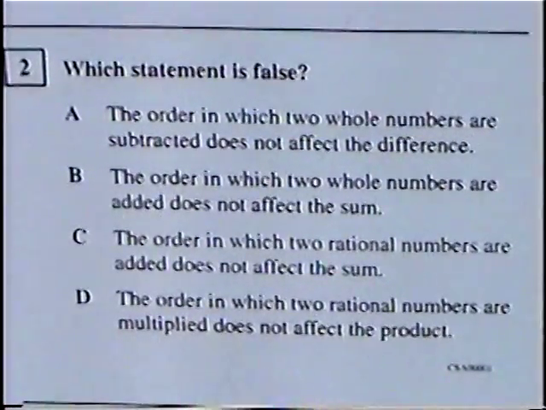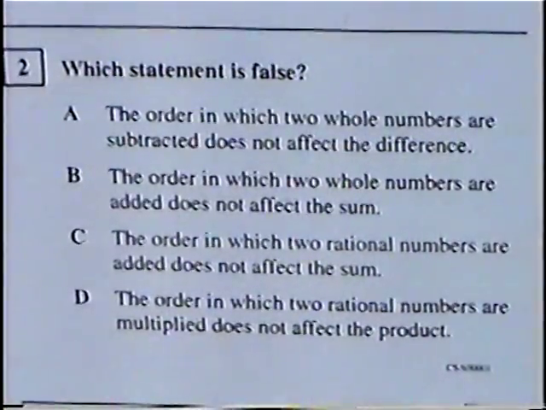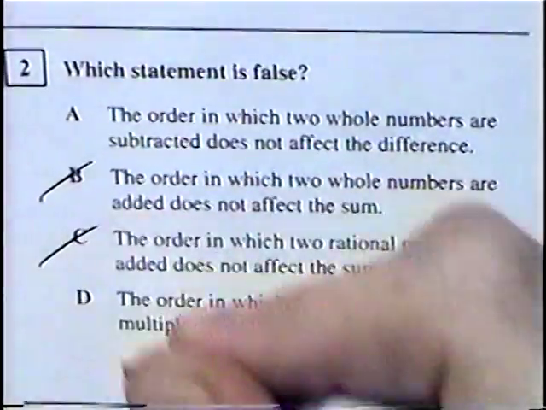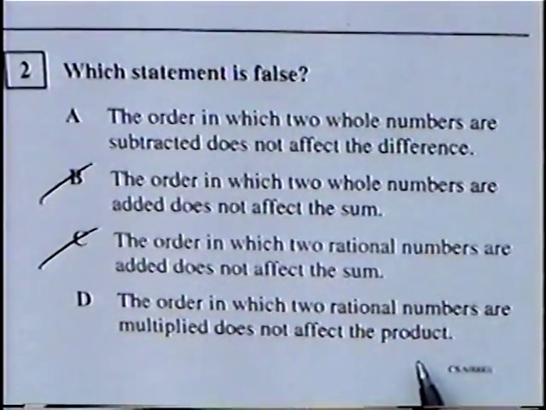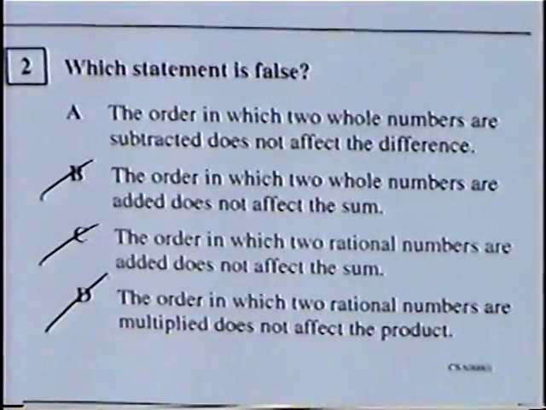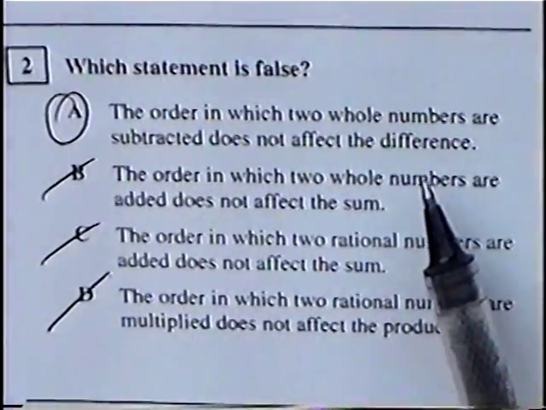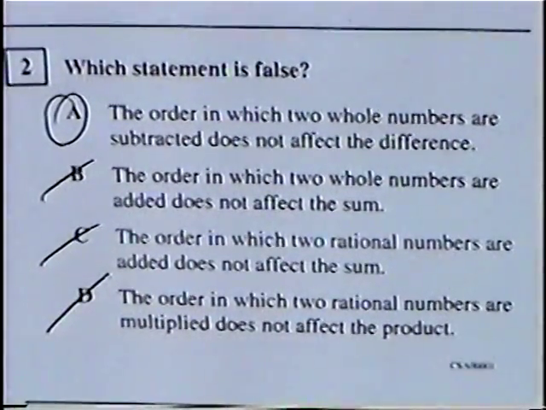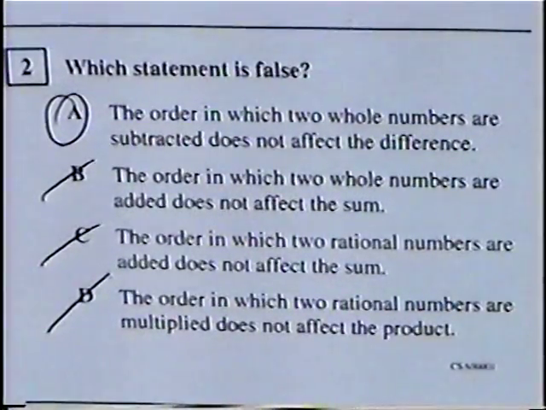Looking for the false statement. Letters B and C, when you add whole numbers or rational numbers, the order does not matter. And letter D, when you multiply two rational numbers, the order when you multiply does not matter. The correct answer for the false statement is letter A. When you subtract two whole numbers or subtract any two numbers, the order does matter when you're subtracting. So letter A would be false.